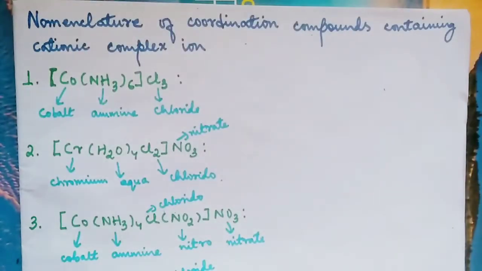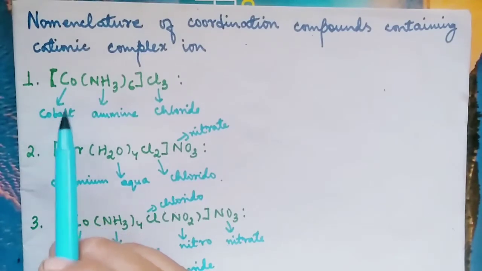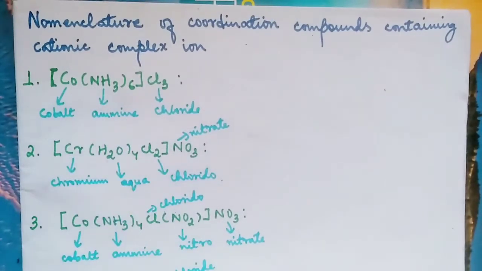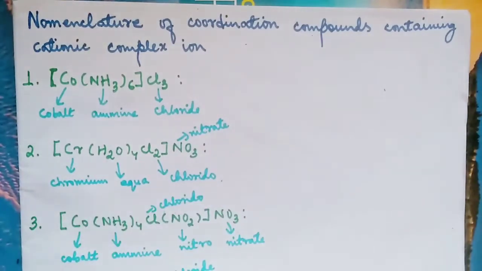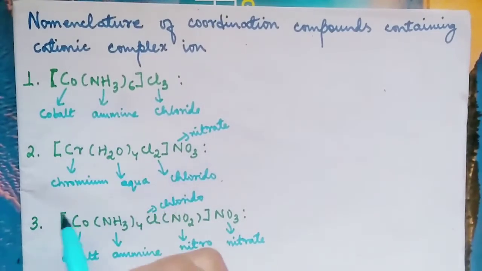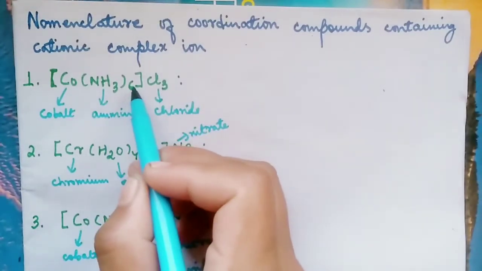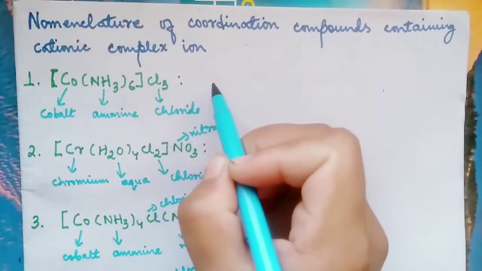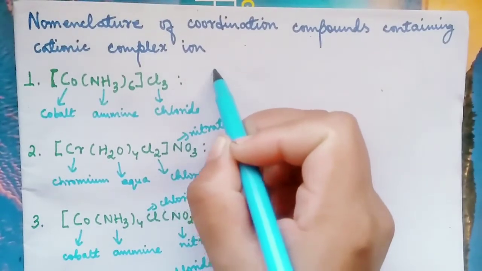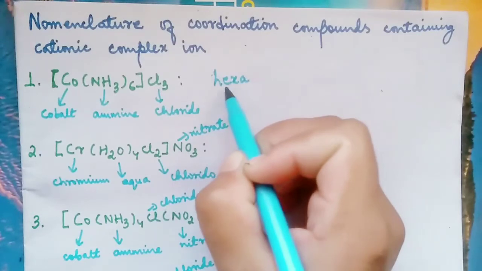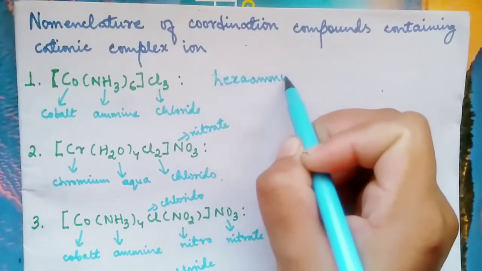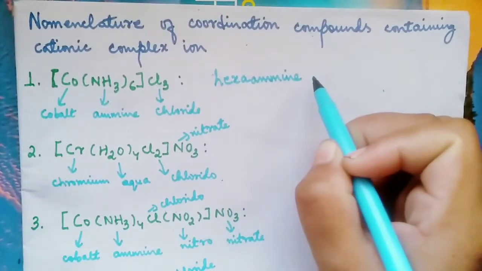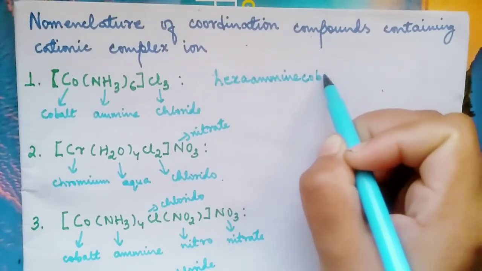So let's come to this one. This is a central metal atom, cobalt. As I have told you, for NH3, it is amine. And this one lies outside the coordination sphere, so it is chloride. Start first with the ligand, that trick. What is the subscript here? 6. So what word should I use? Hexa, with a small letter. That means 6. What is the name of this one? Amine. And then comes the central metal atom, cobalt.